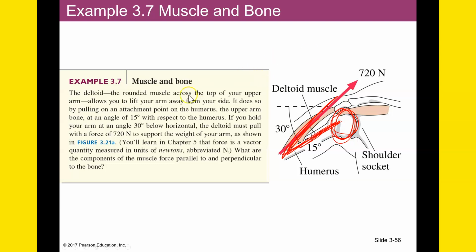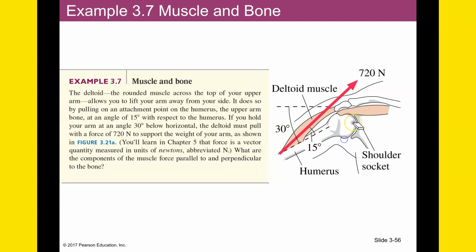The deltoid, the rounded muscle across the top of your upper arm, allows you to lift your arm away from your side. It does so by pulling on an attachment point on the humerus, the upper arm bone, at an angle of 15 degrees with respect to the humerus. If you hold your arm at an angle 30 degrees below horizontal, the deltoid must pull with a force of 720 newtons to support the weight of your arm as shown in figure 3.21a. You'll learn in chapter 5 that force is a vector quantity measured in units of newtons, abbreviated with a big capital N. What are the components of the muscle force parallel to and perpendicular to the bone?